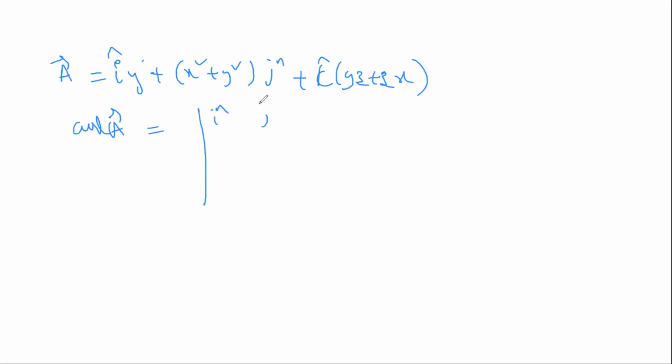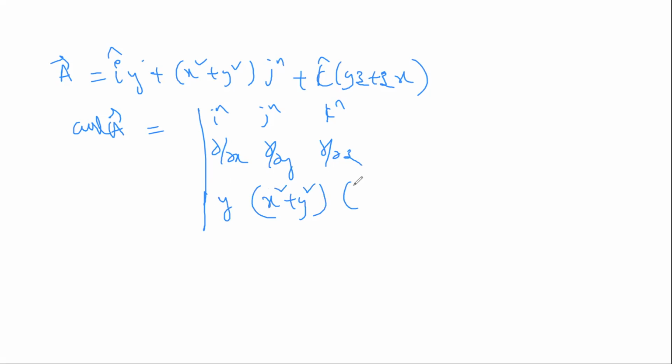i cap, j cap, k cap, dou by dou x, dou by dou y, dou by dou z, with components y, x square plus y square, and yz plus zx. This is nothing but del cross A. Now what do I get?